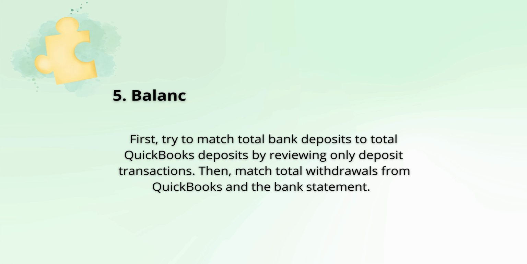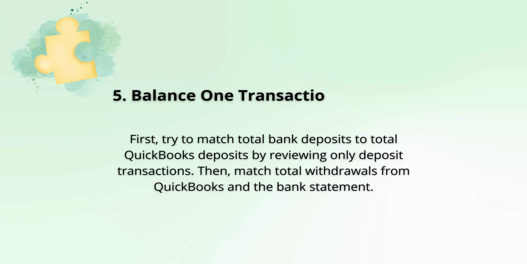Tip number 5, balance one transaction type at a time. Many bank statements will separately summarize deposits and withdrawals, as does the summary at the top of the QuickBooks reconciliation screen. First, try to match total bank deposits to total QuickBooks deposits by reviewing only deposit transactions. Then, match total withdrawals from QuickBooks and the bank statement.